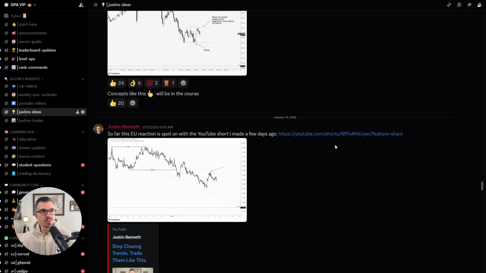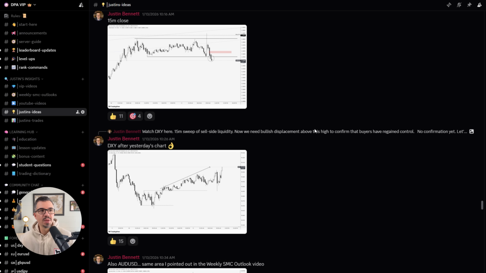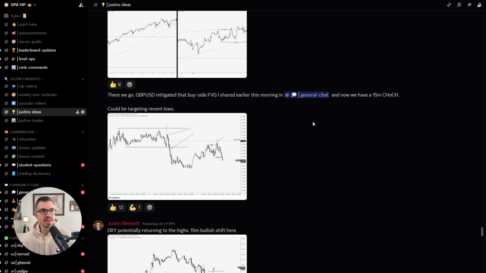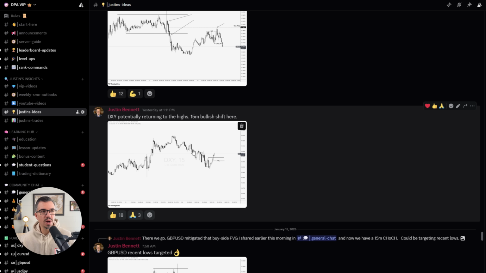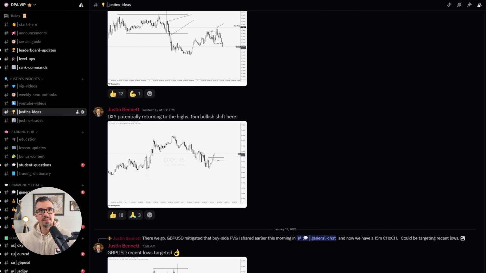Okay, now again, this one here, and by the way, we caught the euro top as well, the same thing with the pound. But what I want to show you here too is this second one on the DXY, this one here. So I said DXY potentially returning to the highs, 15-minute bullish shift. So this is that second one that we just looked at, right? We had the BOS below, we had the change of character, and this ended up being the bottom for the dollar as well. Okay, so we know that these patterns can be effective, okay?